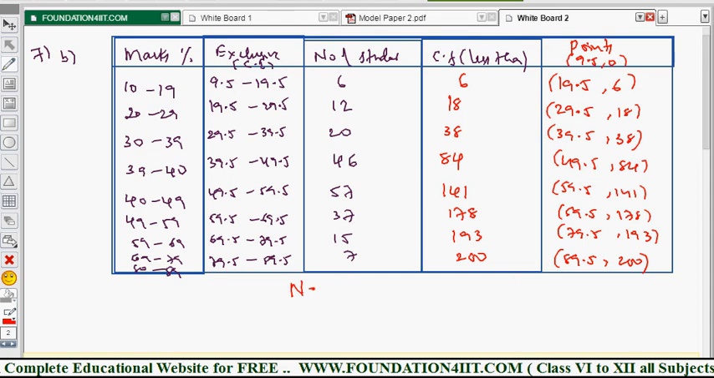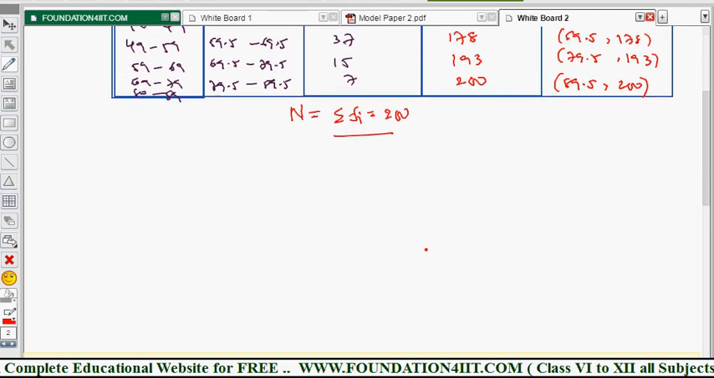Here the n value is the sum of the frequencies, that is sigma fi, which is 200. Okay, that's it. Now n is an even number. Then the median is equal to 200 by 2, that is the 100th observation.